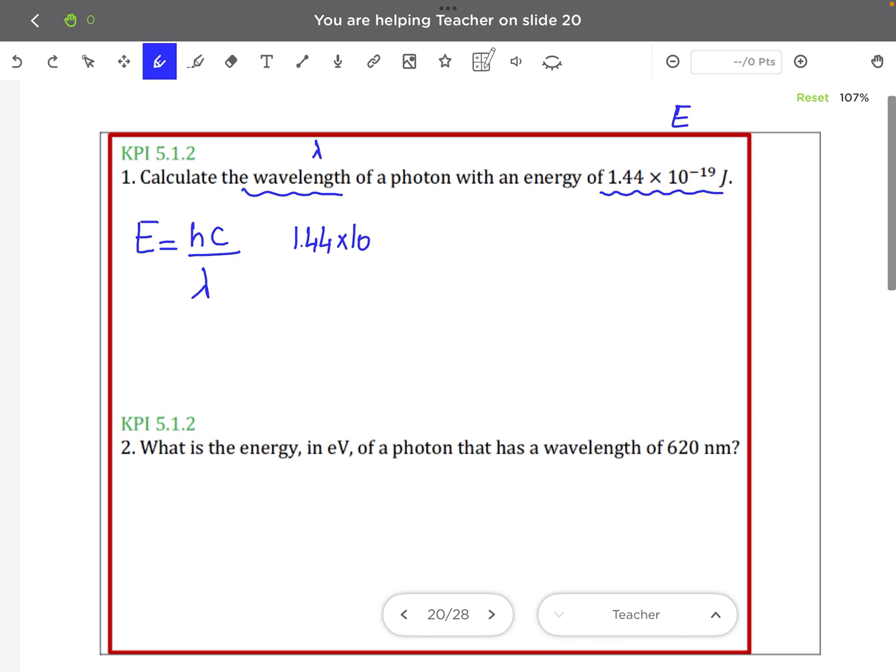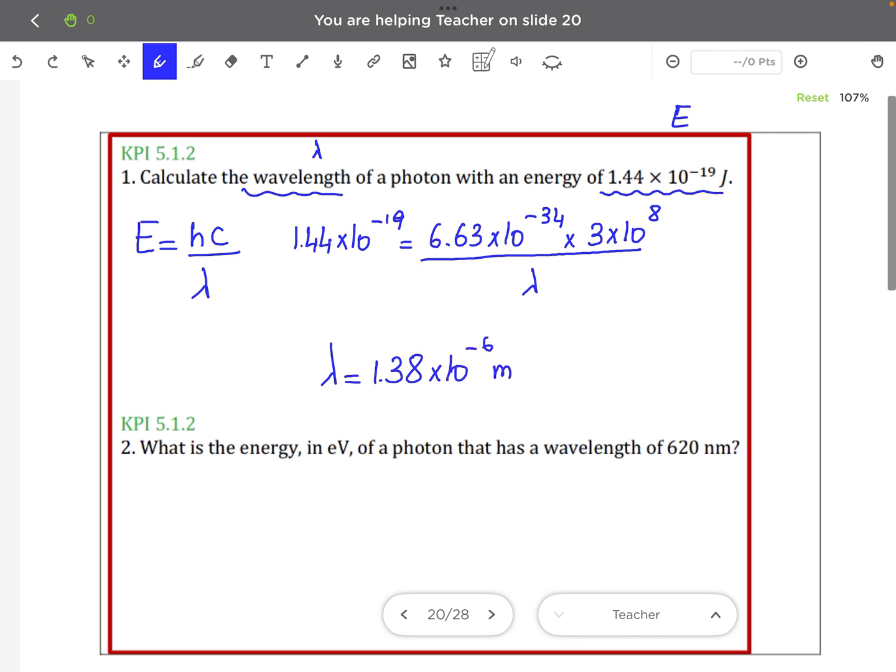The energy is 3.14 times 10 to the power of negative 19. h has the value 6.63 times 10 to the power of negative 34. c is also a constant, 3 times 10 to the power of 8. And lambda will be in meters. So it is 1.38 times 10 to the power of negative 6 meters.